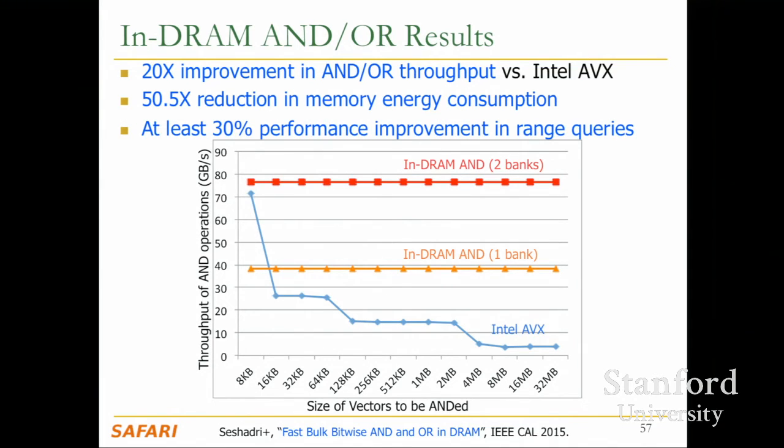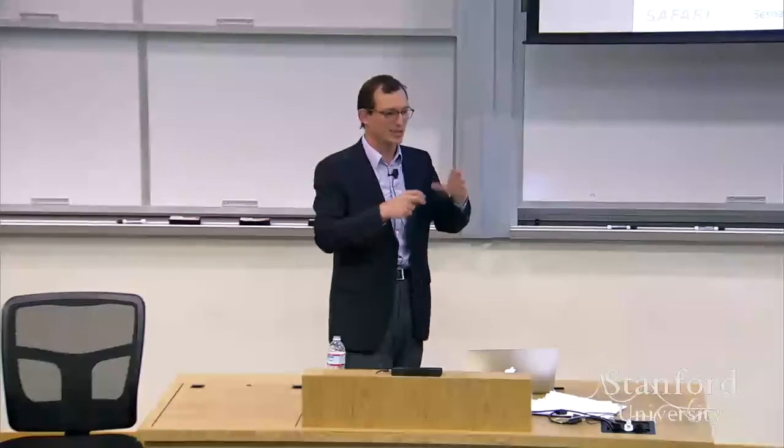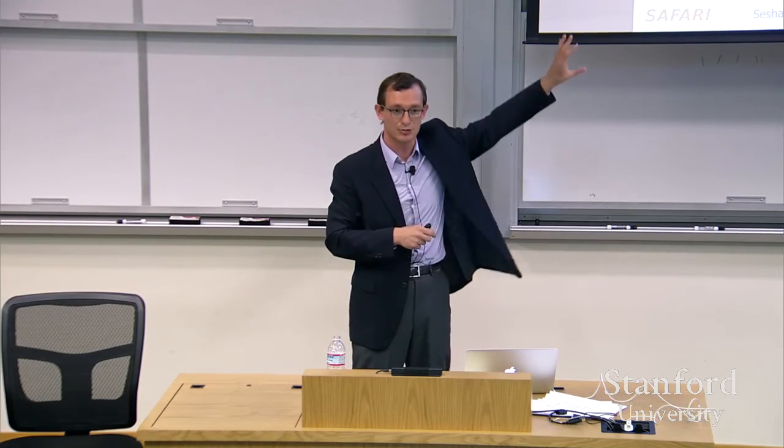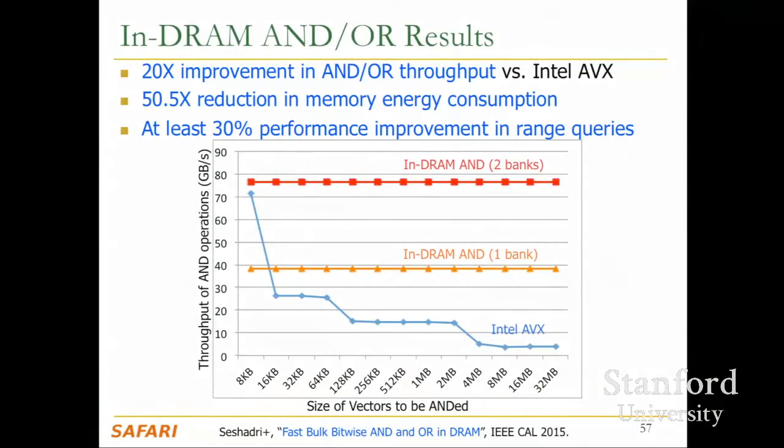So we've actually tested this on some real workloads, a database that does range queries and uses a lot of ANDs and ORs to do the selection. And it uses the FastBit library, which is a fast library for doing ANDs and ORs. We ported that library to use this in our simulator. And you can see significant performance improvements in many range queries. And the paper has a lot more detail on this.